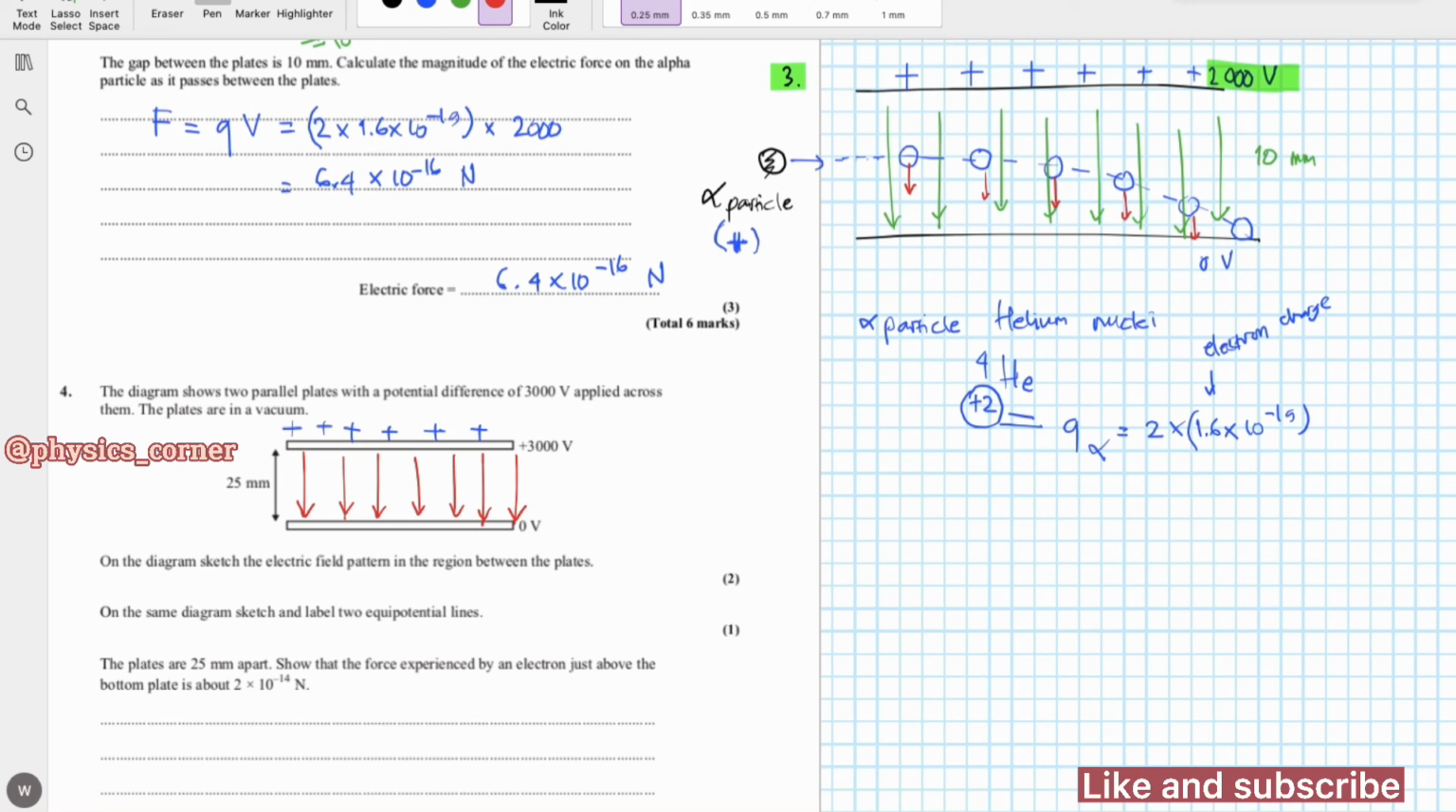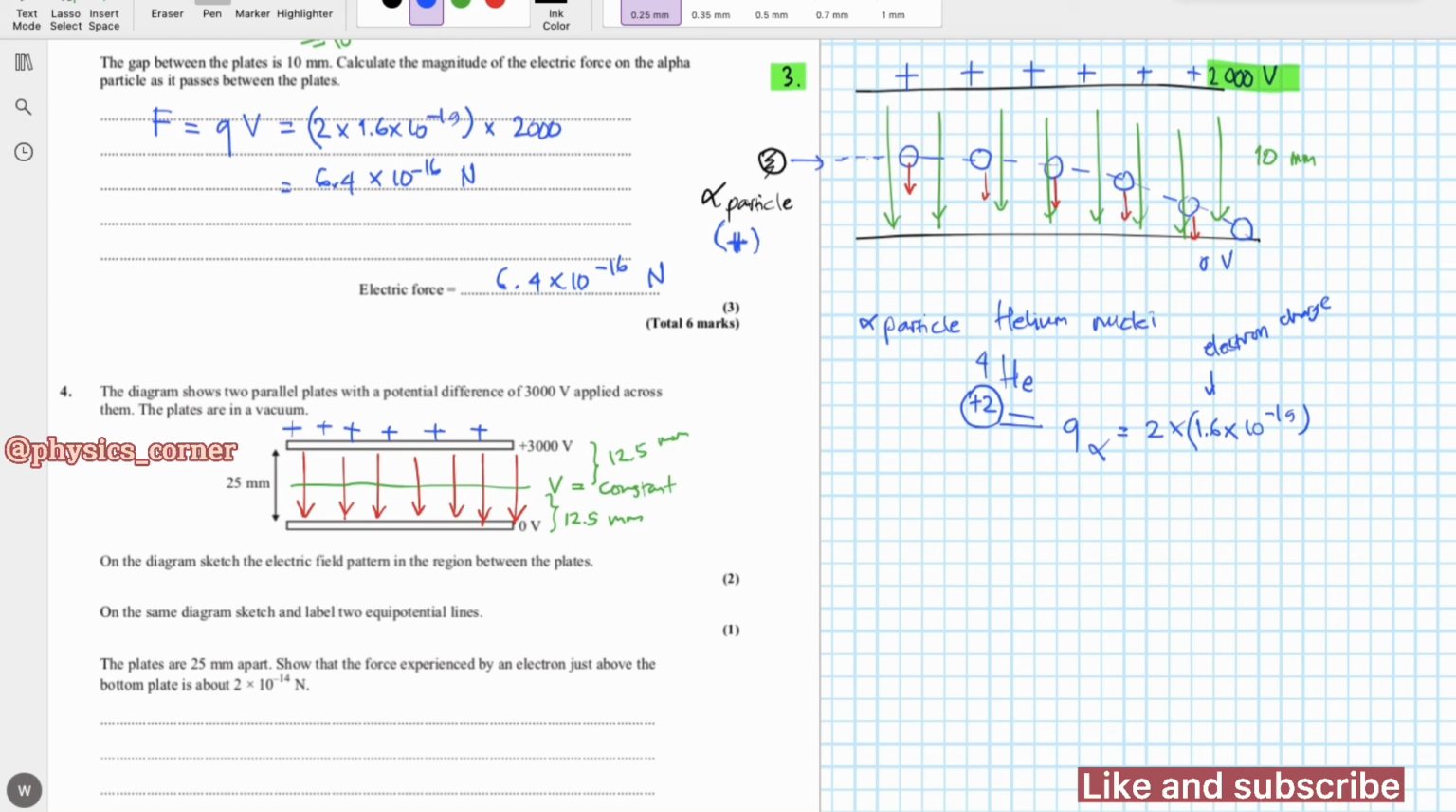Then, on the same diagram, sketch and label two equipotential lines. What do you mean here? The sentence is a little unclear. Equipotential line, in the middle of this line, because the distance is the same. When we draw it, this equipotential V is constant in the same direction between bottom and top position. This is 12.5 millimeter, and this is also 12.5 millimeter.